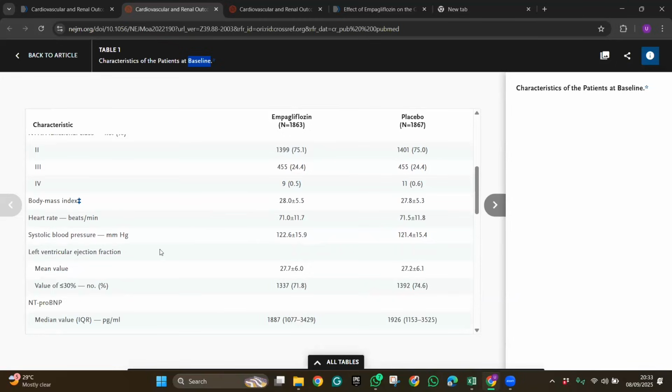Can you tell me, is systolic blood pressure reported in the form of mean and standard deviation or in the form of whole numbers and percentages? Anyone in the chat box? Good.